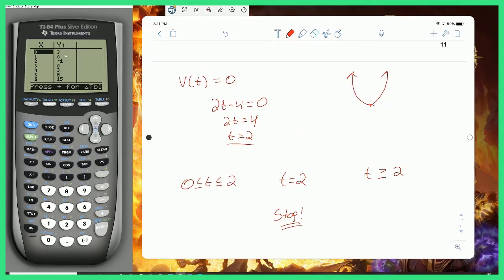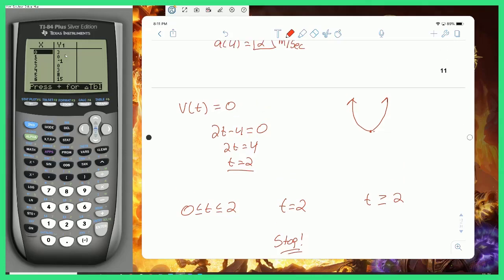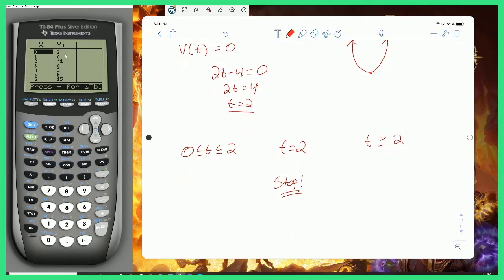In order to answer that question, I need to consider the sign of the velocity. If the velocity or the derivative is positive, I know the particle is going right or up, depending on the direction of the line. And I know if it's negative, it's moving left or down, of course, decreasing the original function. So if I look at the velocity, which is 2t minus 4, and if I plug in a value that's between 0 and 2, I'm going to have a negative value. So the velocity in this interval will be less than 0.